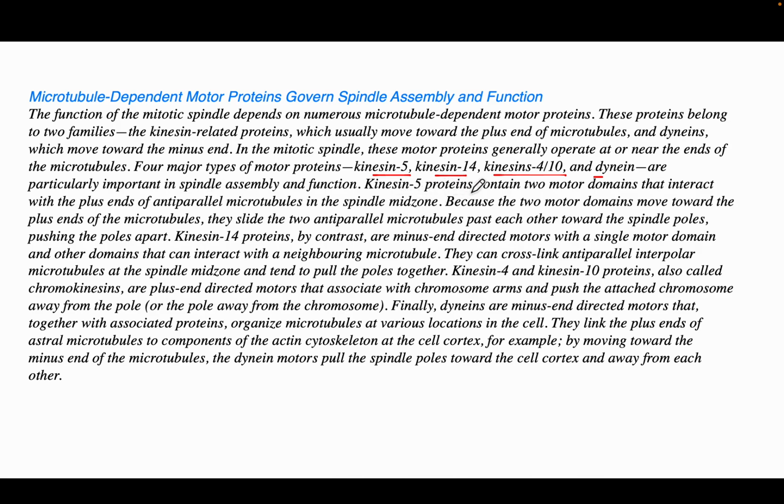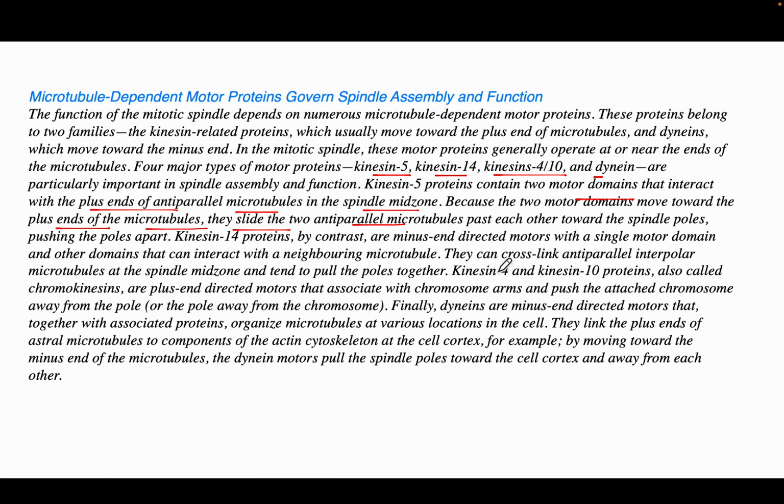Kinesin 5 contains two motor domains that interact with the plus ends of antiparallel microtubules in the spindle midzone. Because the two motor domains move toward the plus ends of microtubules, they slide the two antiparallel microtubules past each other towards the spindle poles, pushing the poles apart. Kinesin 14 proteins, by contrast, are minus end directed motors with a single motor domain and other domains that can interact with a neighboring microtubule. They can cross-link antiparallel interpolar microtubules at the spindle midzone and tend to pull the poles together.